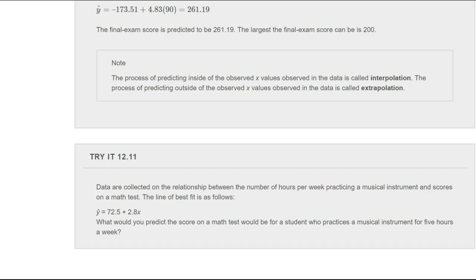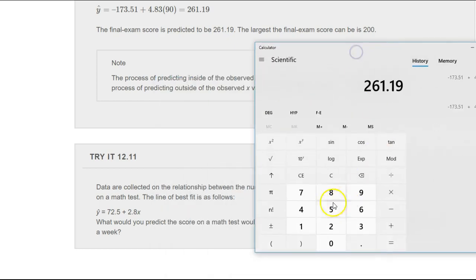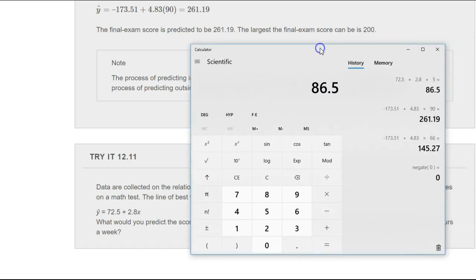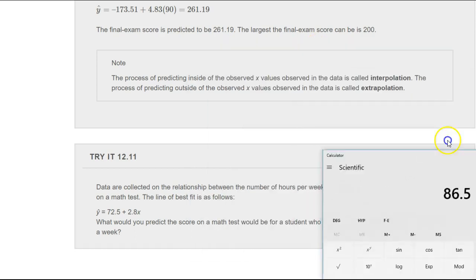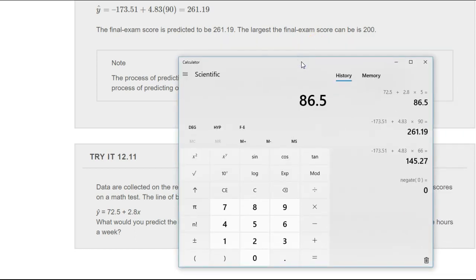Who knew? All right, so let me drag up my calculator here. It's going to be 72.5 plus 2.8 times the 5 hours they're practicing. We would expect them to score 86.5 on their math test. Who knew that there was an actual relationship between practicing a musical instrument and scores on a math test. But there you have it.